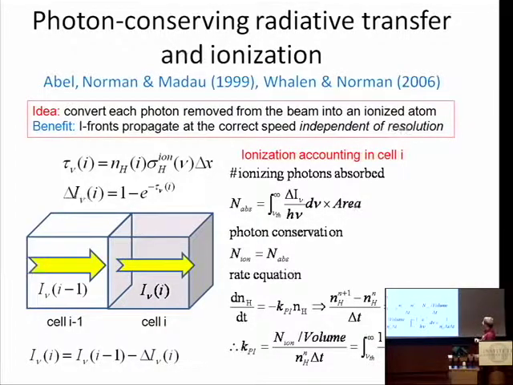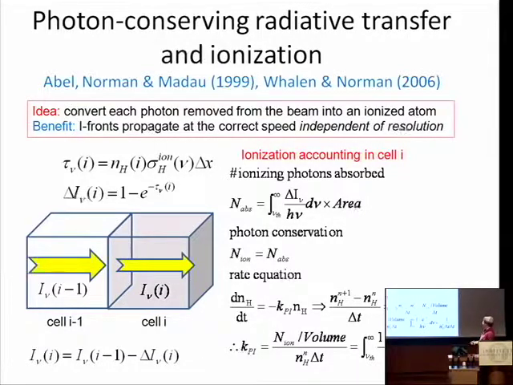The number of ionizing photons absorbed is just that change in intensity divided by the photon energy. That gives you a photon number flux. You integrate that over frequency, you multiply by the area of the cell. That's the total number of absorbed ionizing photons. And the photon conservation just says the number of ionizations equals the number of absorbed photons.